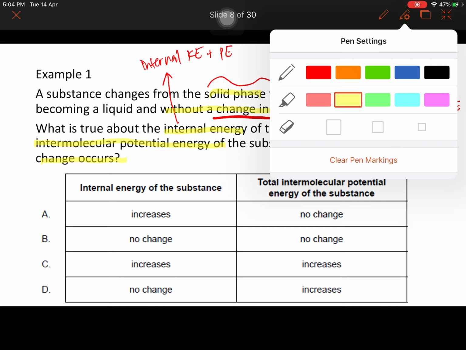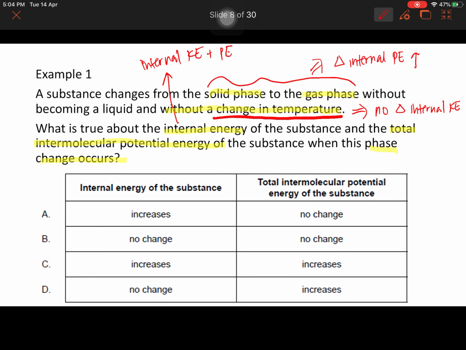So based on this, we already know that there is no change in internal KE, but the question never talks about internal KE. So okay, let's talk about internal PE. Internal PE increases, so internal PE of the substance is going to increase. Now since internal KE has no change and remains the same, but internal PE increases, what will happen to your total internal energy? It's going to increase. So the answer will be C.